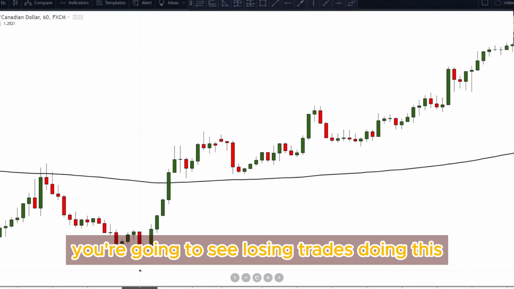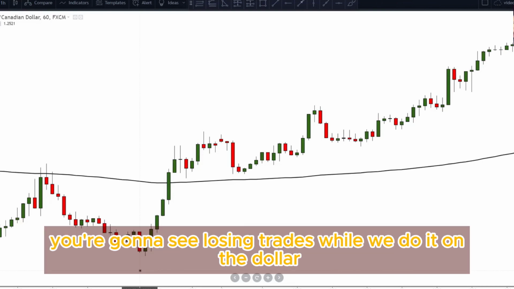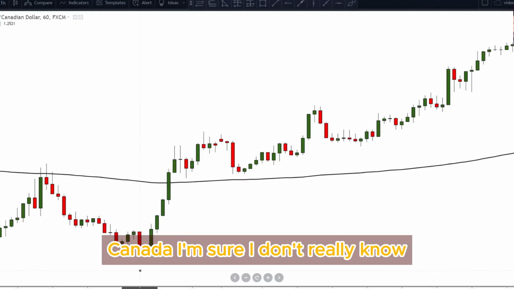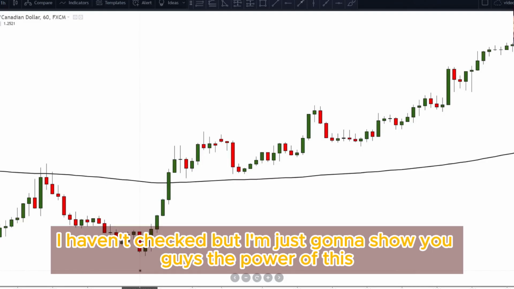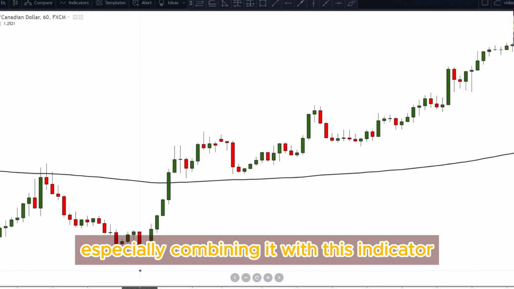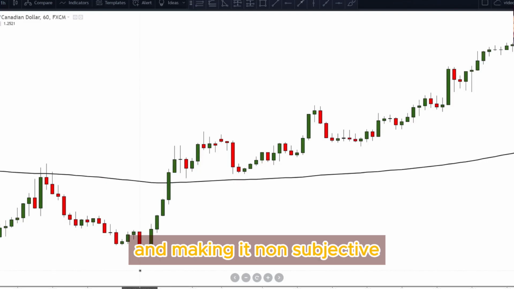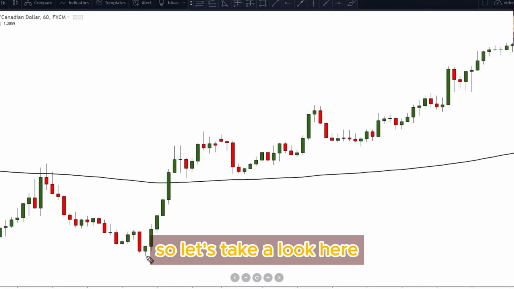You're going to see losing trades doing this. You're going to see losing trades while we do it on the dollar Canada, I'm sure. I don't really know, I haven't checked, but I'm just going to show you guys the power of this, especially combining it with this indicator and making it non-subjective. So let's take a look here, once again.